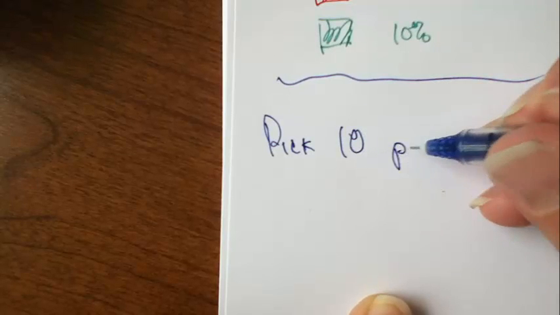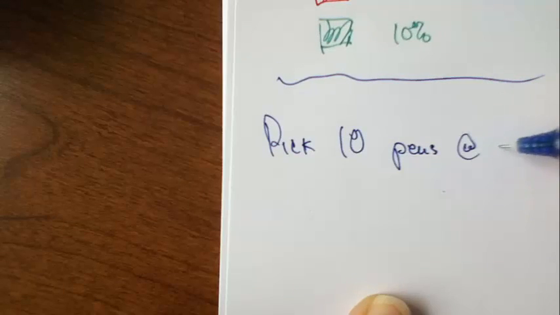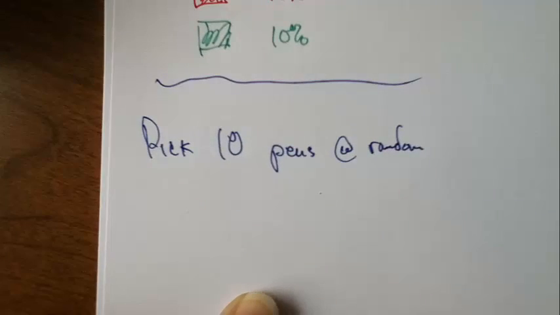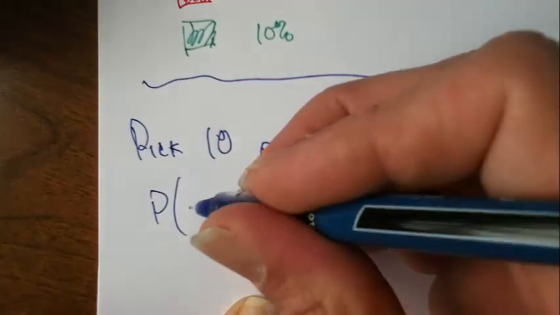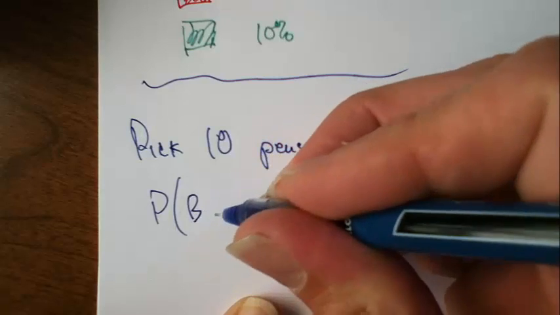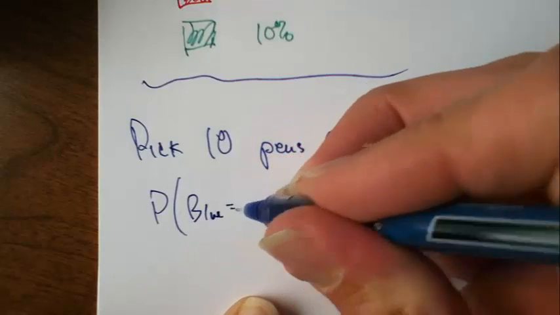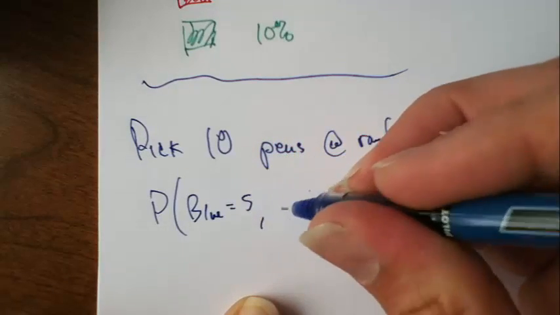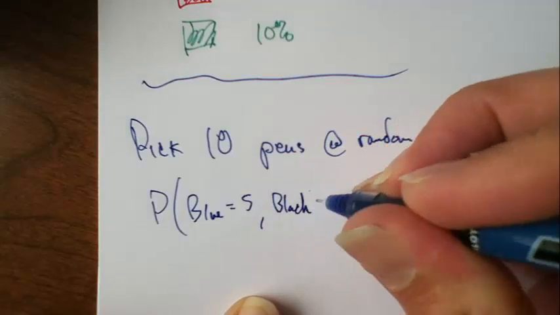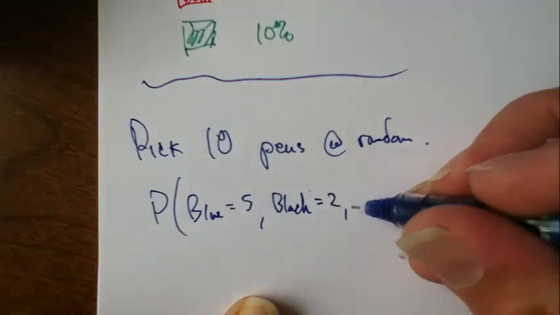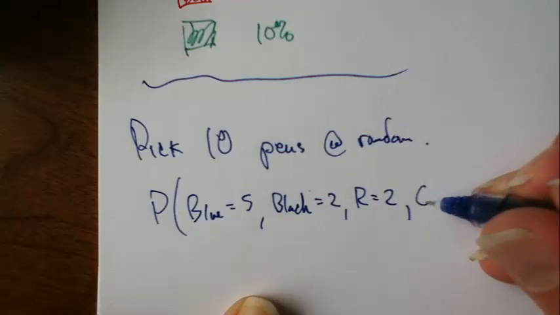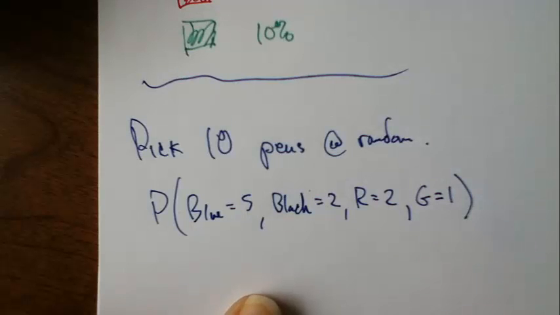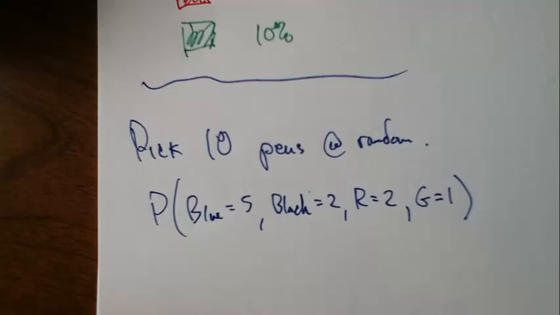pens at random. What's the probability that the number of blue pens is 5, the number of black pens is 2, and that I get exactly 2 red ones and exactly 1 green? Okay? Is that okay?